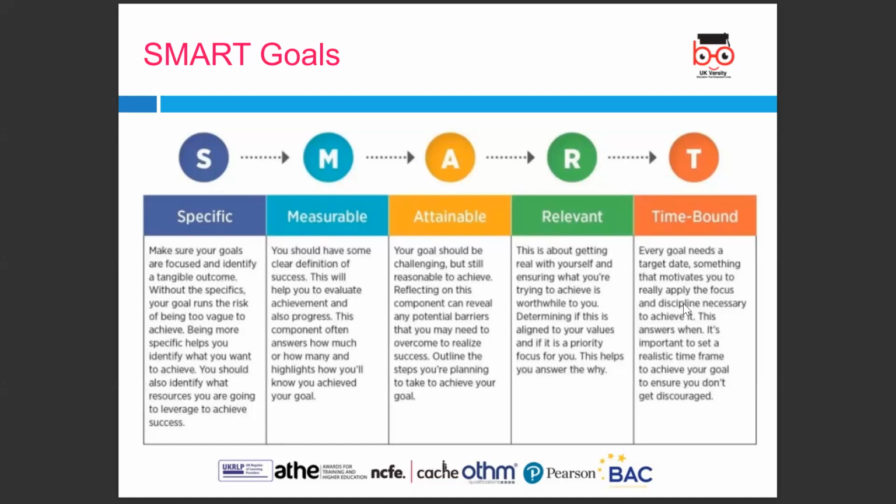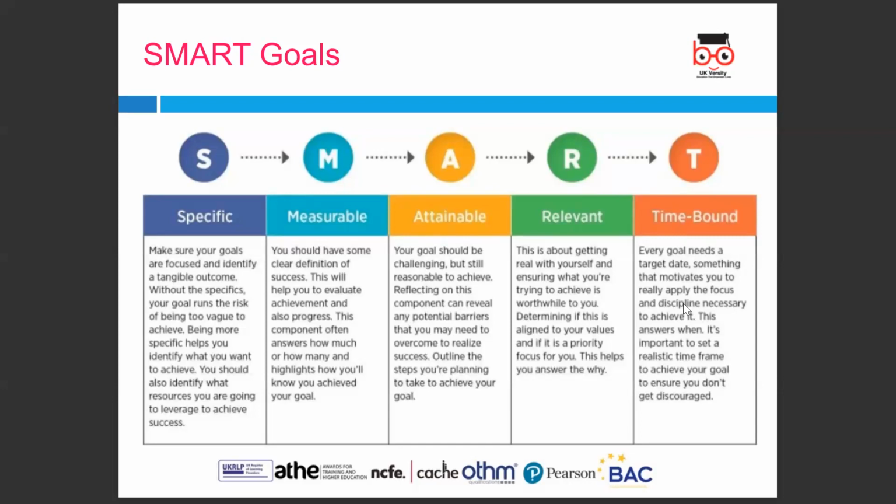So specific is make sure your goals are focused and identify a tangible outcome. Without the specifics, your goal runs the risk of being too vague to achieve. Being more specific helps you identify what you want to achieve. You should also identify what resources you are going to leverage to achieve success.